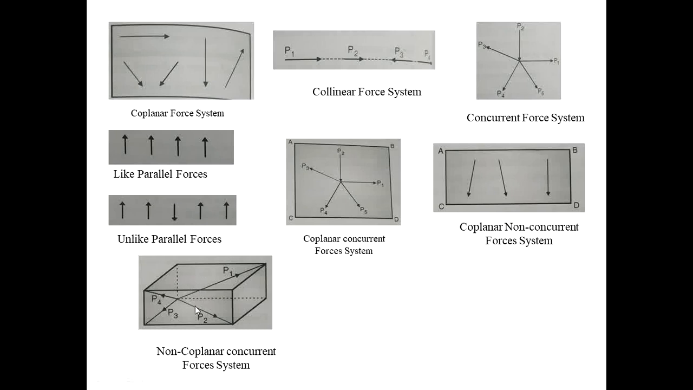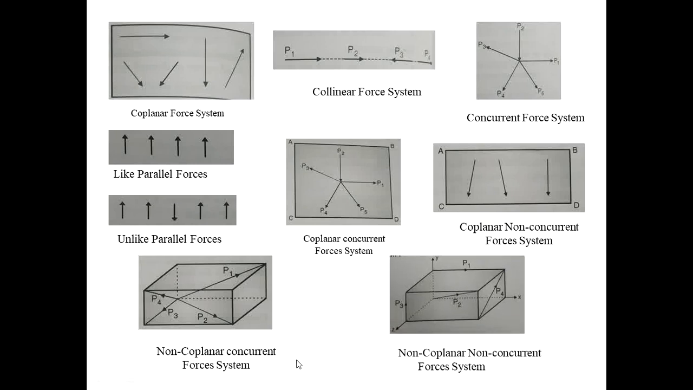See this: P1, P2, P3, P4. Four forces are acting through that origin O. So this is the concurrent force system. P1 force lies on the back side of the body, P2 on the bottom side of the body, and P3 and P4 on the left face of the body. So four forces are acting on different planes but passing through a single point. That's why this system is called a non-coplanar concurrent force system.